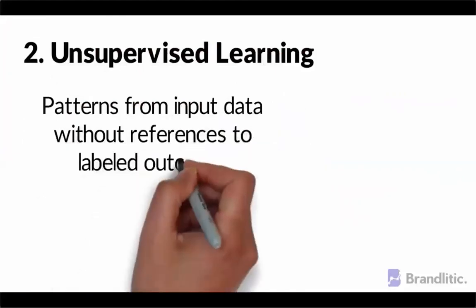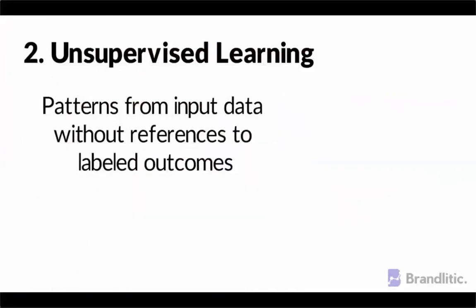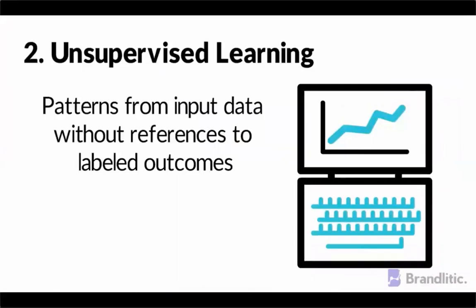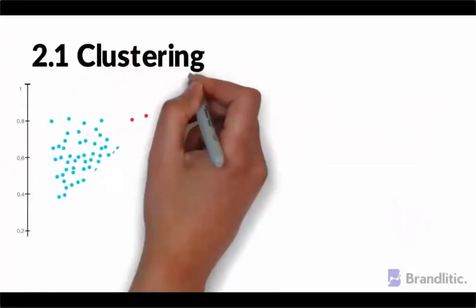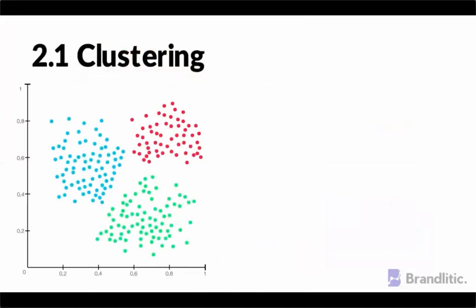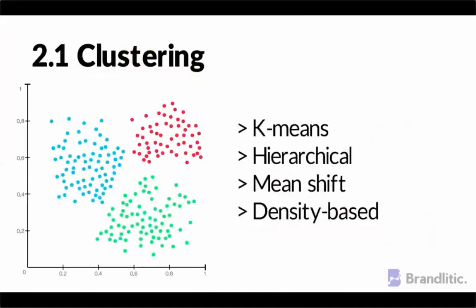Unlike supervised learning, unsupervised learning is used to draw inferences and find patterns from the input data without references to labeled outcomes. Two main methods used with unsupervised learning include clustering and dimensionality reduction. Clustering involves grouping of data points. It's frequently used for customer segmentation, fraud detection, and document classification. Common clustering techniques include k-means clustering, hierarchical clustering, mean-shift clustering, and density-based clustering. While each technique has different methods in finding clusters, they all aim to achieve the same thing.